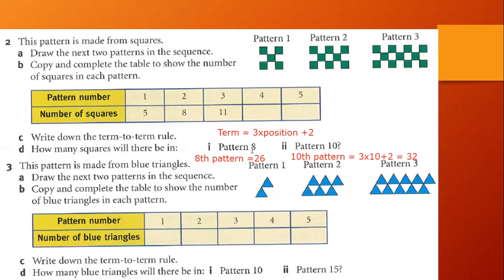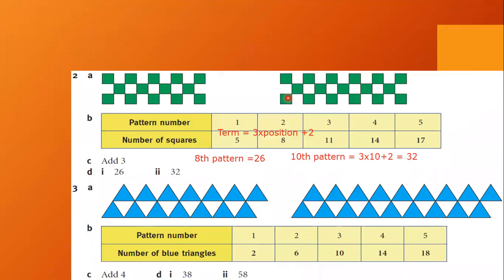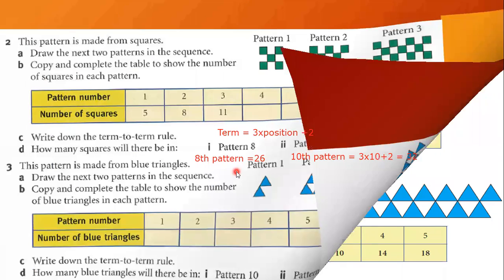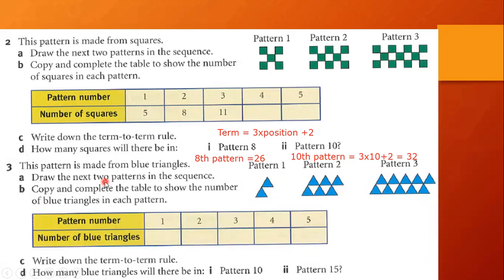Now let's see the answer. Look here, 26 and 32. So question number 3, the pattern is made from blue triangles. Draw the next two patterns of the sequence. Here he shows the first one is 2. The next one is how many? 6. So he is adding 4 each time. First of all, let me erase the above. Now we will start writing this one.